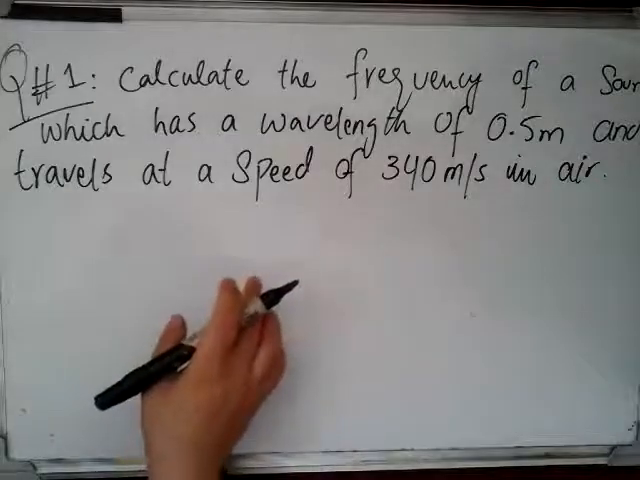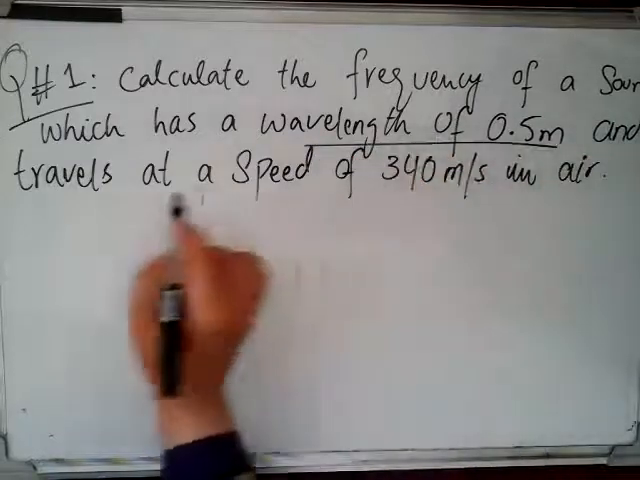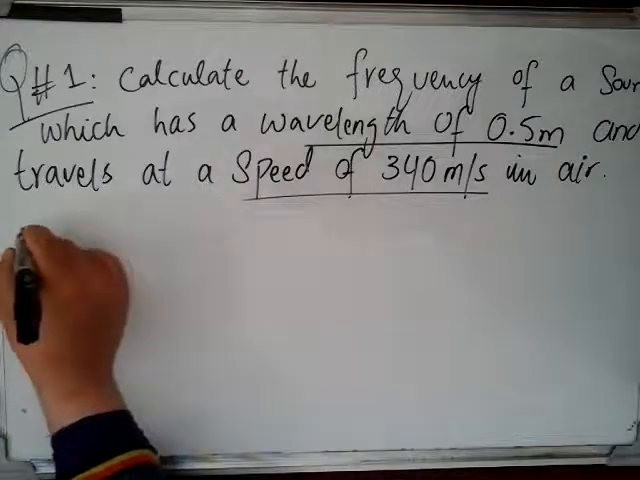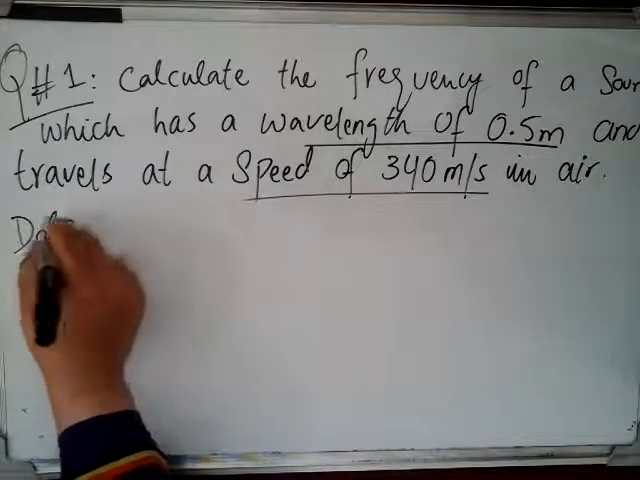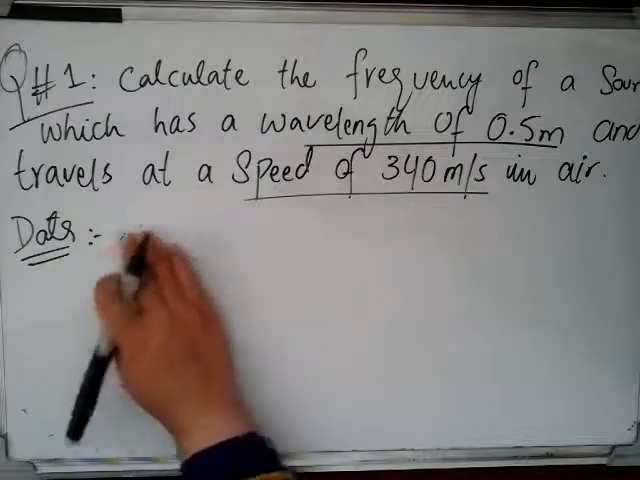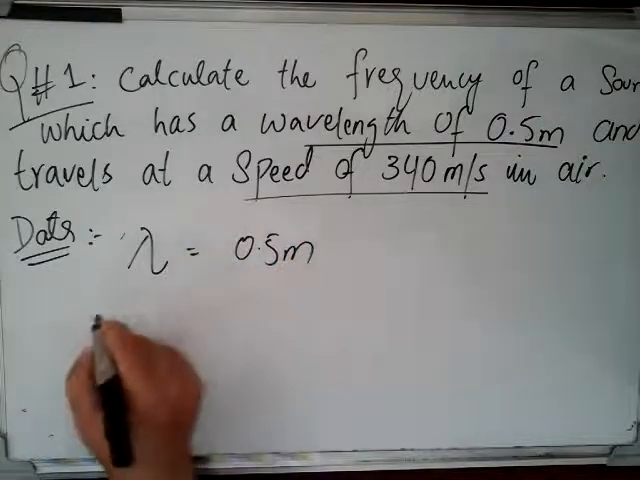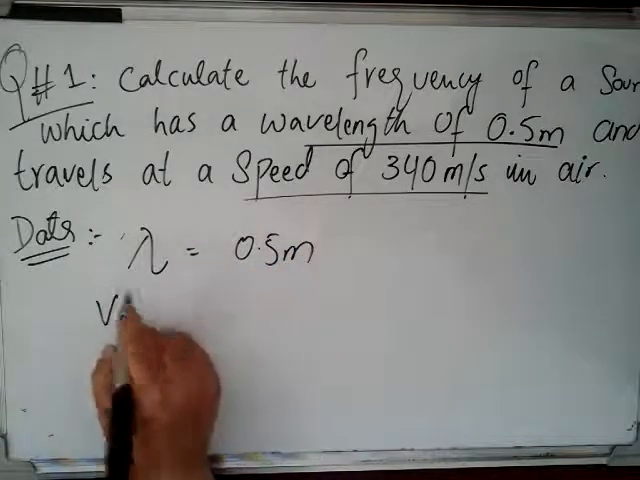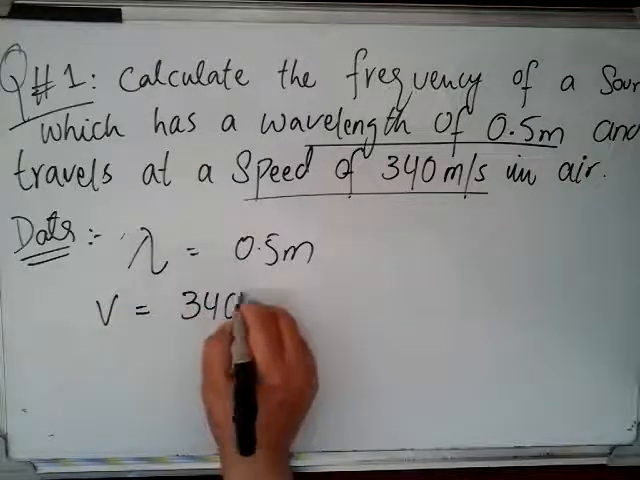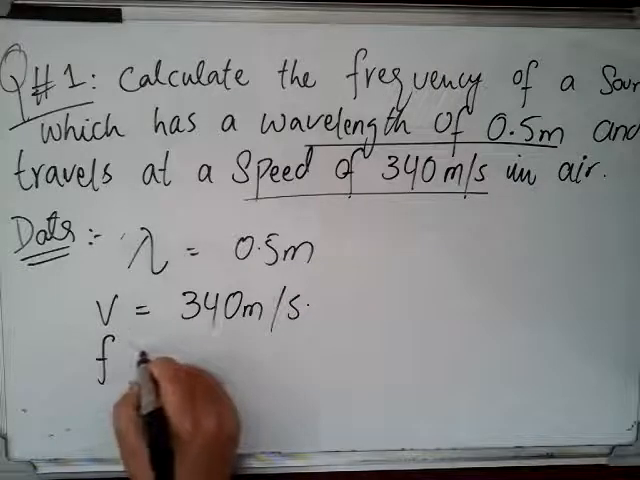Calculate the frequency of a sound which has a wavelength of 0.5 meter and travels at a speed of 340 meter per second. So in the given data, what is the information given to us? The wavelength is given as 0.5 meter, and the speed, which is denoted by V, is given as 340 meter per second. What is required? We have to find the frequency.